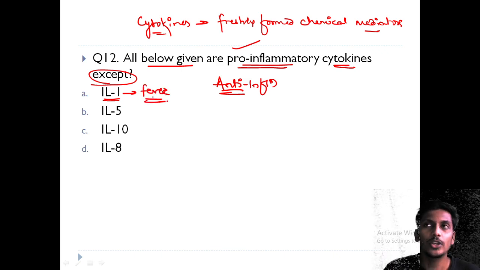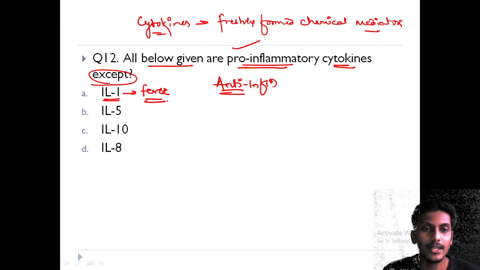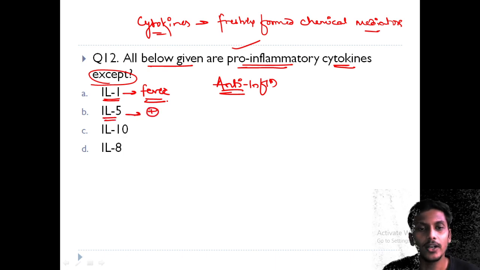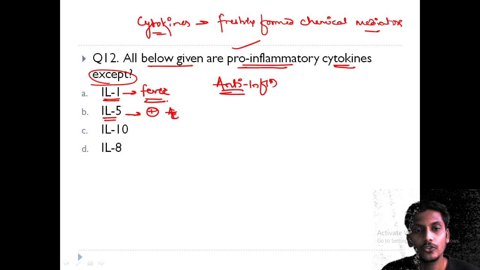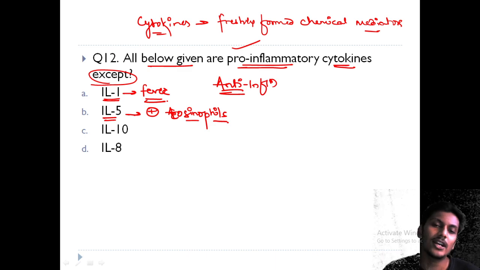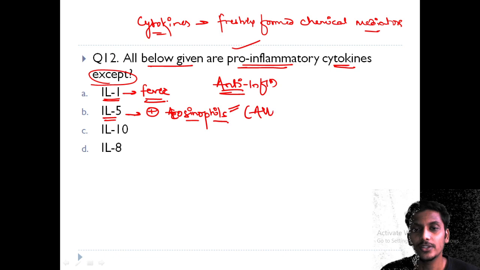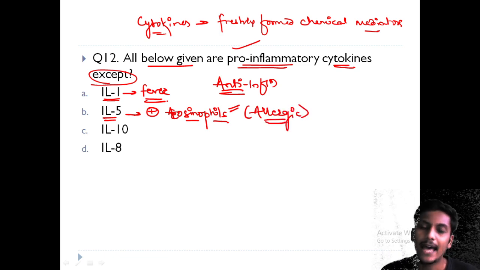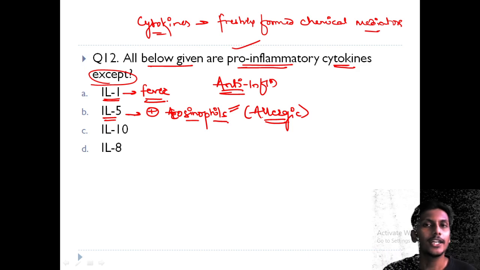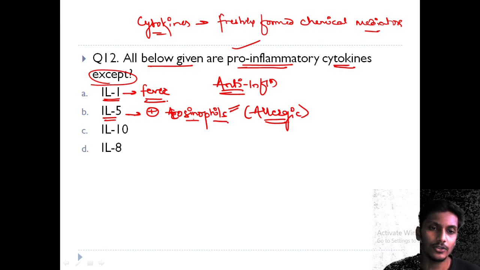So please remember, interleukin 1 has a role in fever. Whereas interleukin 5 has a role in activation of eosinophils. Eosinophils are usually used in which condition? As we know, neutrophils are used in acute inflammation. In chronic inflammation, either we use monocytes or lymphocytes, whereas eosinophils are usually used in allergic conditions like bronchial asthma. So in any of the allergic conditions, the cells responsible for causing inflammation are your eosinophils. Important.